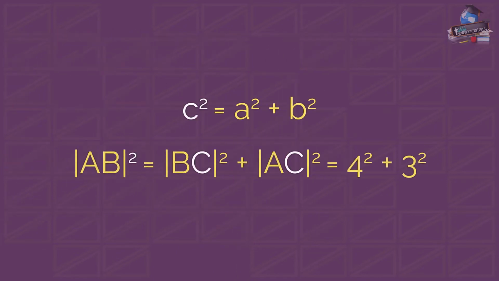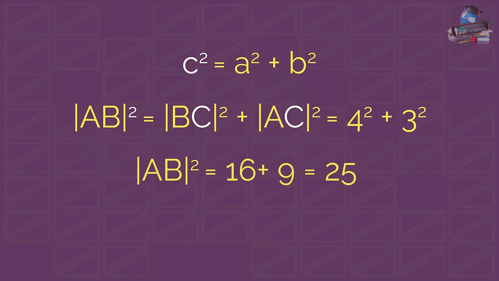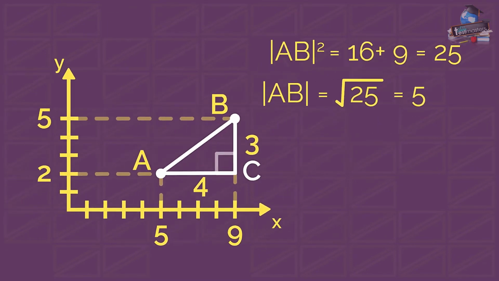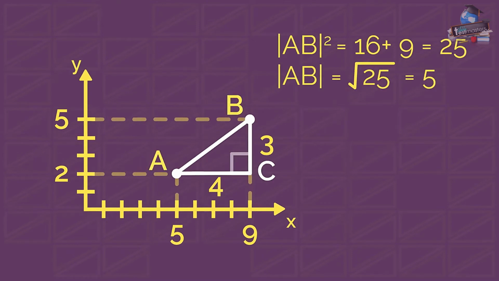Does it remind you of something? Yes, we've got 2 sides for Pythagoras Theorem, so now we can use it to find the third one. So the length of AB is the square root of 25, which equals 5.